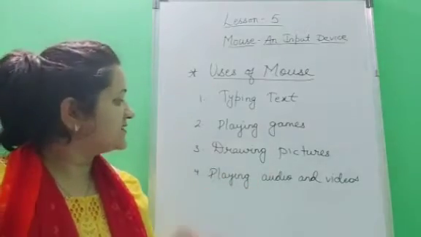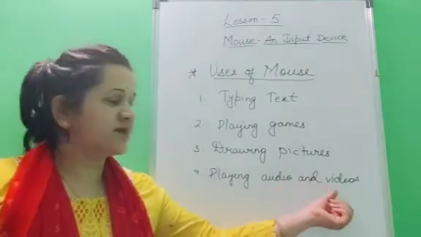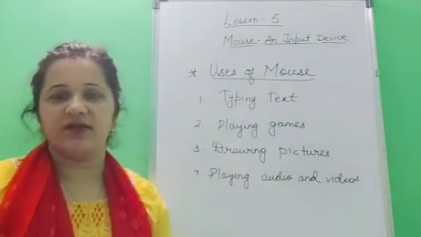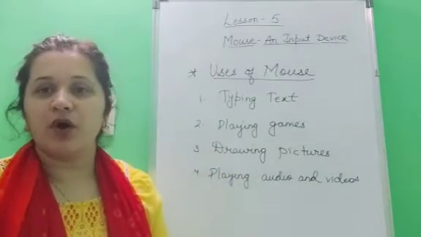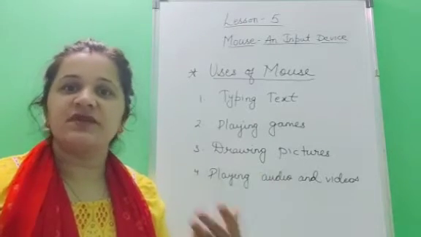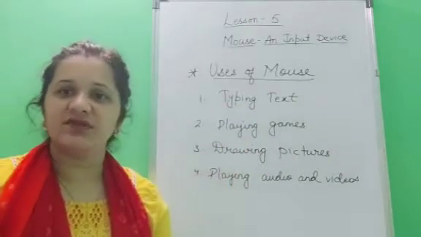Next is playing audio and videos. Audio means songs, and videos means in which sound and images both come together. We can play, stop, record, pause, forward, next. These kinds of actions we can perform with the help of a mouse. So these are the uses of the mouse.